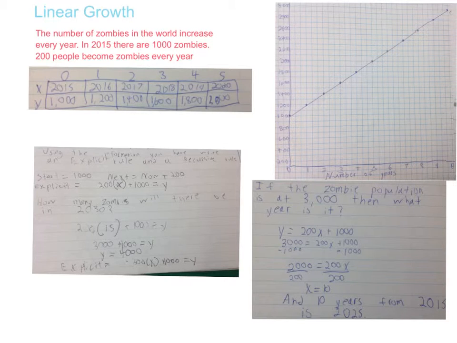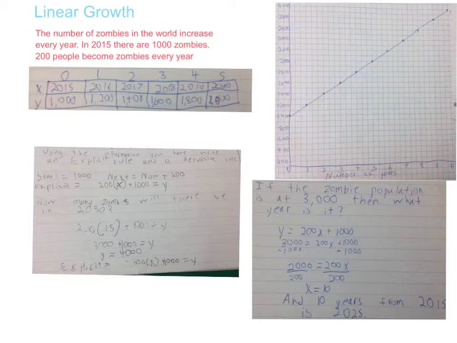We have our graph right here, and as you can see, at 0 years, we have 1,000 zombies, where our first dot is, and then 1 year, we are at 1,200. In 2 years, we are at 1,400, and it goes on.